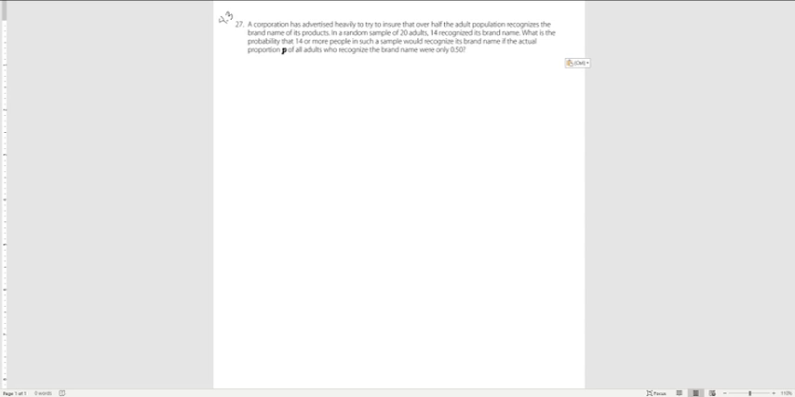So if they were actually at 0.5 there. It's a random sample, so that's going to be independent. And we're assuming that the proportion is 0.5. So in every case, we have an N equals 20 and a P equals 0.5. So this would be a binomial distribution with these values. And we're looking at what's the probability that X is greater than or equal to 14.